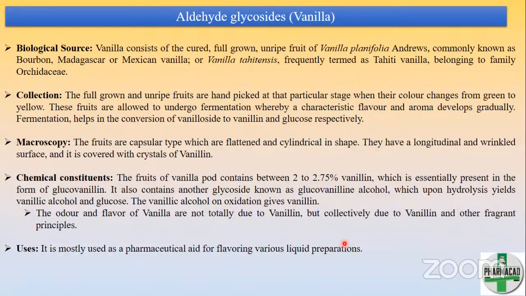Major chemical constituents: vanilla pods will contain 2 to 2.7% of vanillin, which is the major constituent, which is an aldehyde glycoside, and also essentially there is a presence in the form of glucovanillin. Another glycoside is glucovanillin alcohol, which upon hydrolysis will yield vanillic alcohol and glucose.